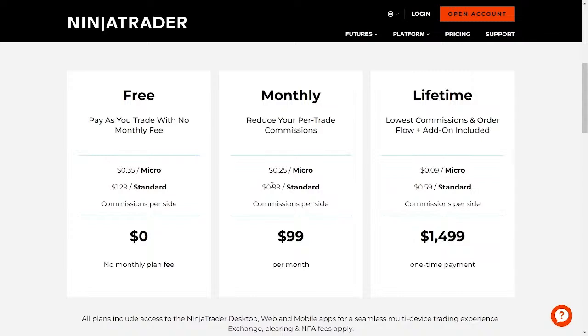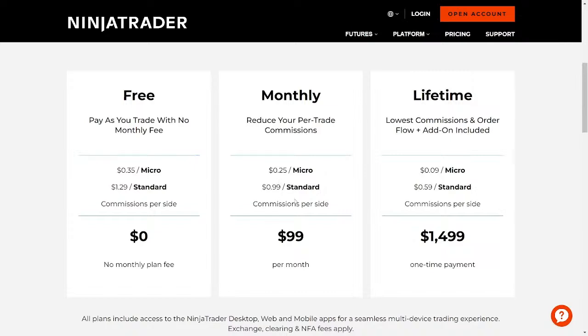A lot of the fees are dictated by both the broker, and the CME has its own set of fees in order to place trades through their marketplace. So here you can see, like I said before, the free, monthly, and lifetime does change the amount of fees that you pay. And you can see down here, no monthly plan fee. They do have this free option, so you don't have to pay a fee outside of the data fee in order to get started simulated trading and trading in the market. But they do also offer a monthly fee, which buys you cheaper commissions per trade.